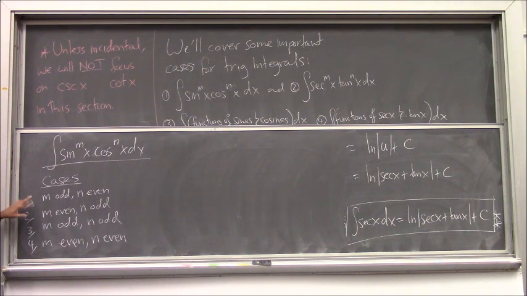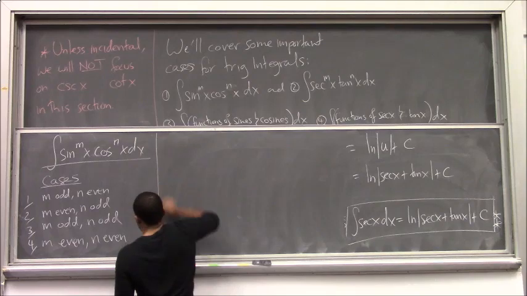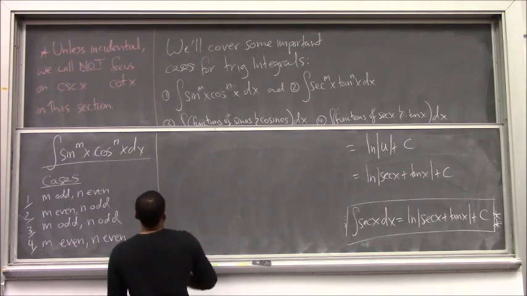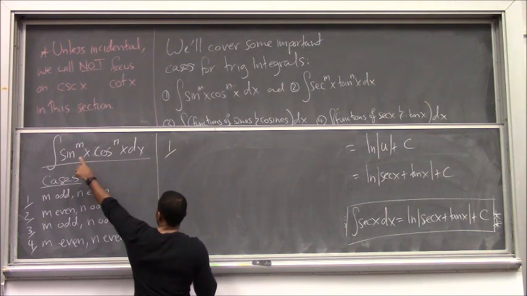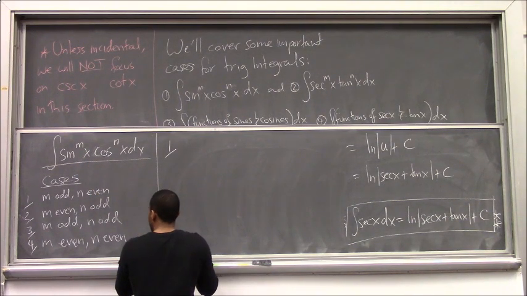Now, cases 1 and 2, they're very similar. Whatever you do in case 1, you'll just flip it and do it in case 2. So whatever role the sine played here, the cosine is going to play here. So those guys are going to be very similar. So let's just deal with, let's say, case 1. Suppose you have an odd power of sine and an even power of cosine. What are you going to do?